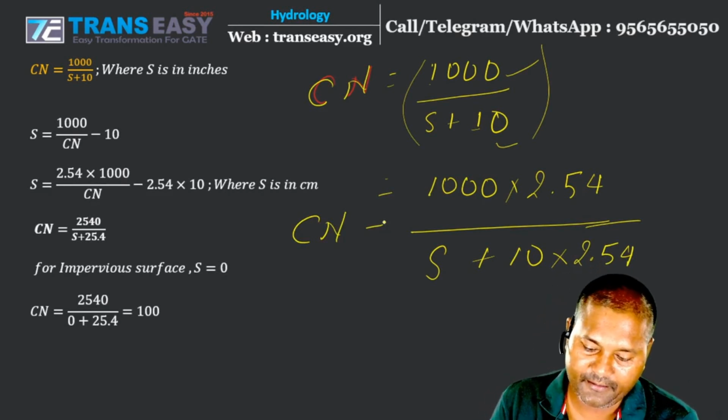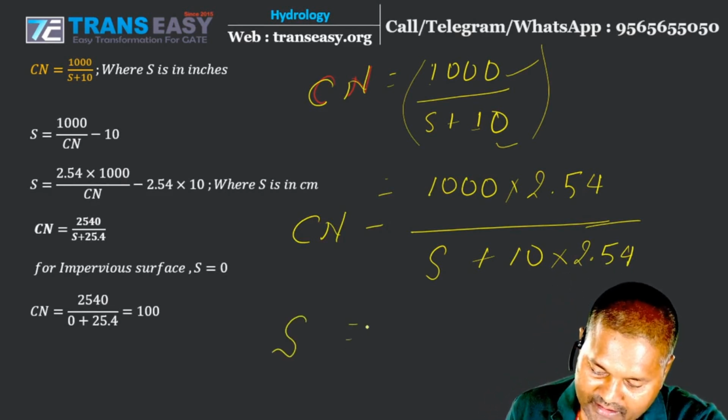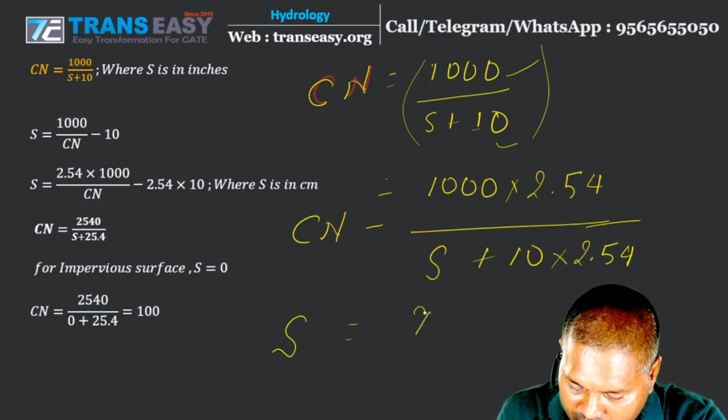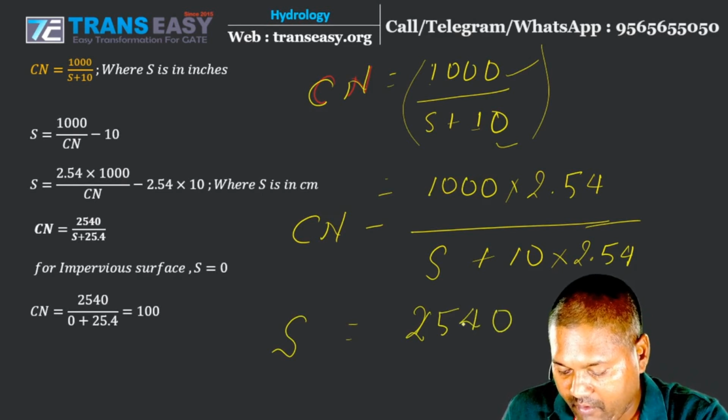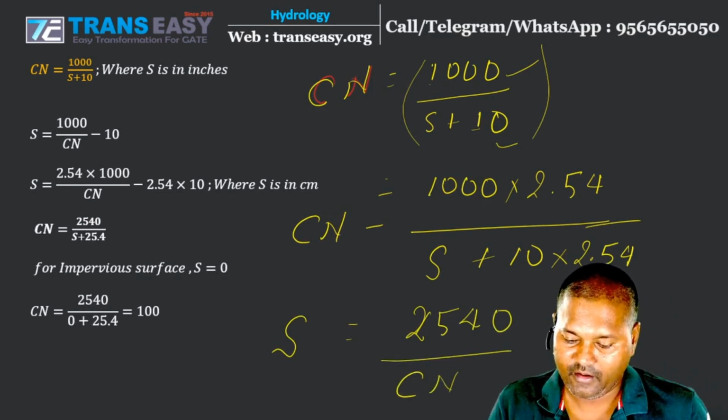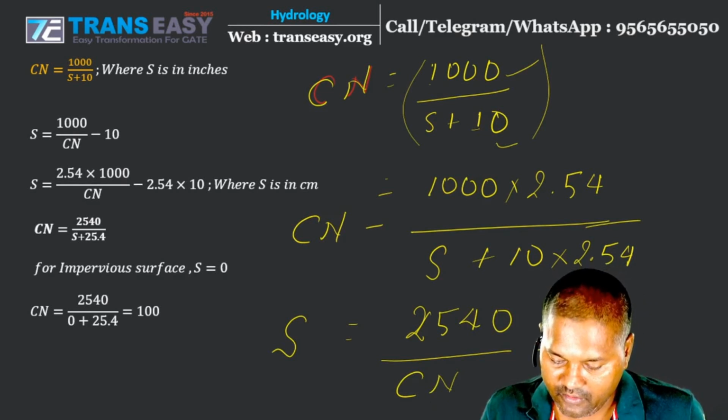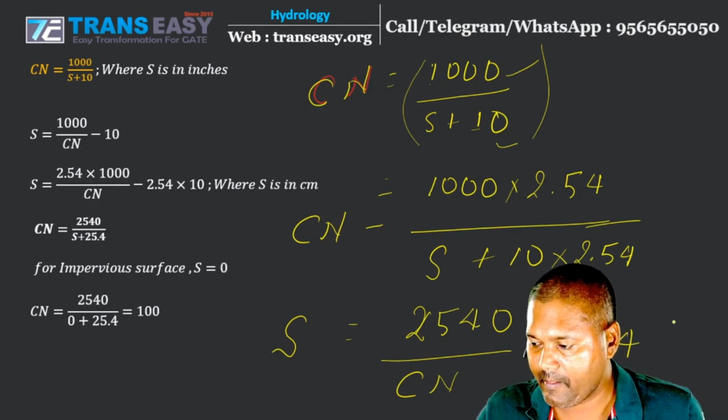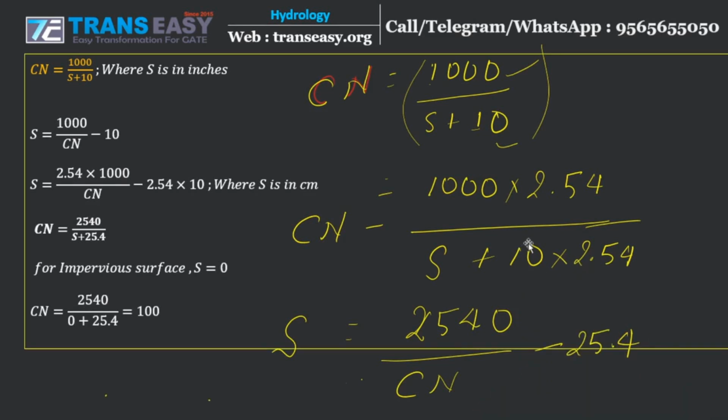ओके, डन फ्रेंड्स, क्लियर है आपका ये? तो यहां से s की वैल्यू हमारा कैलकुलेट होके आ जाएगा. s equals 2540 अपॉन कर्व नंबर माइनस 25.4. So Cn equals 2540 upon s plus 25.4, where s is in centimeter. अगर आप s को इंच में रखेंगे तो Cn का ये फॉर्मूला यूज करेंगे. अगर s को सेंटीमीटर में पाना चाहते हैं या यूज करते हैं यहाँ पर, तो आपको यहाँ पर 2540 यूज करना पड़ेगा एंड यहाँ 25.4 यूज करना पड़ेगा.